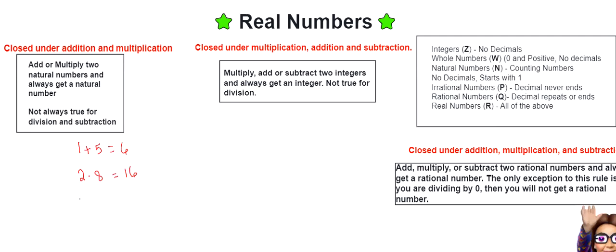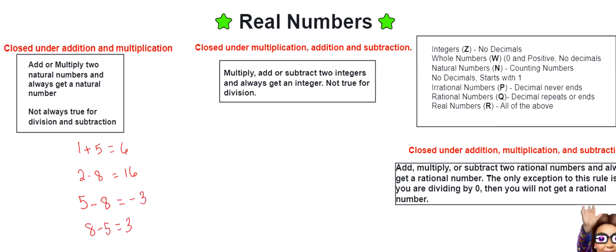But why doesn't it work for subtraction? If I take the number 5 and I subtract the number 8, what is that going to give me? I've got 5 positives and 8 negatives. If I combine those, I get a negative answer. Are natural numbers negative? No. So it is not closed under subtraction. I do not always get a natural number. Could I get a natural number? Sure. 8 minus 5, that's 3. That's a natural number. But to be closed, it means it works every time.